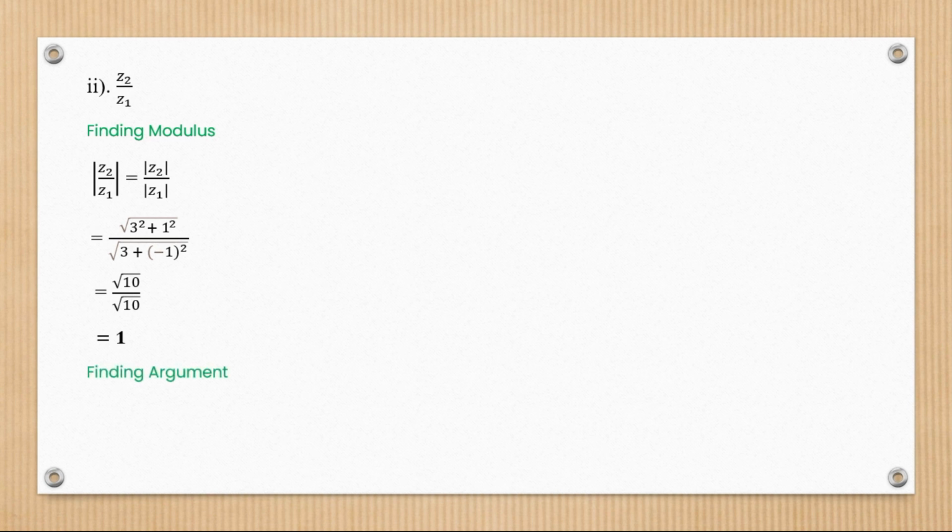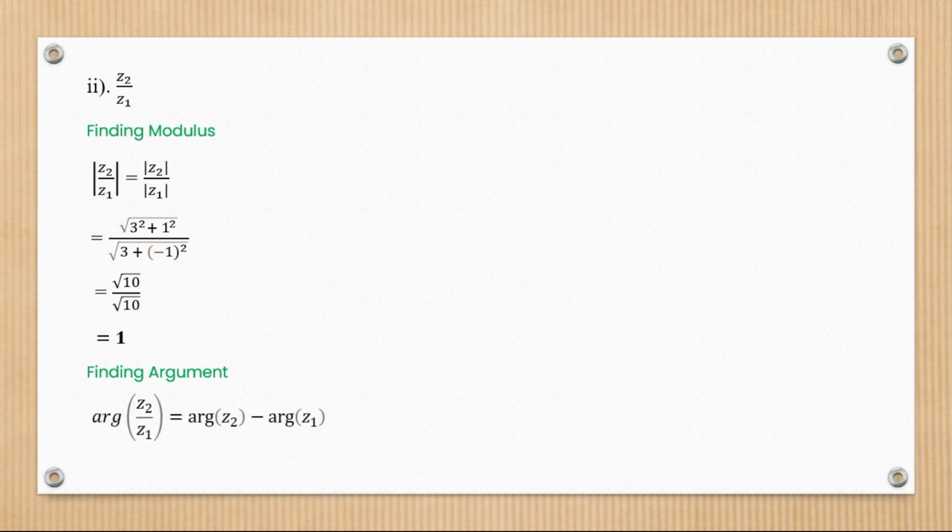So part 2, let's find the modulus. We know this can be expressed as that, and then we can see that the modulus of z2 is that, and the modulus of z1 is that. So we get root 10 in both the numerator and the denominator. As you can see, this is basically equal to 1 because it's 1 over 1, and that will be the modulus.